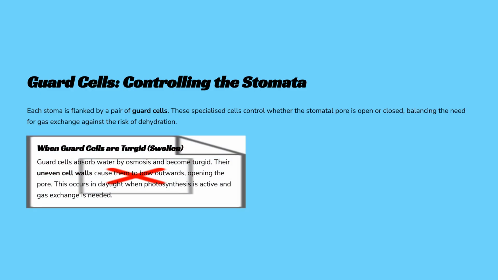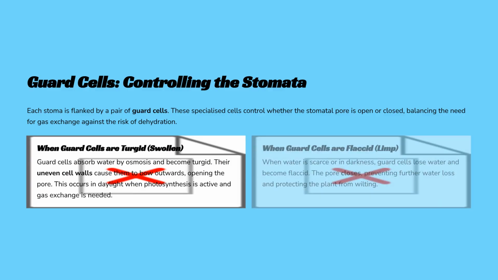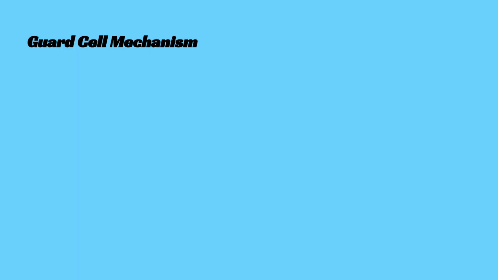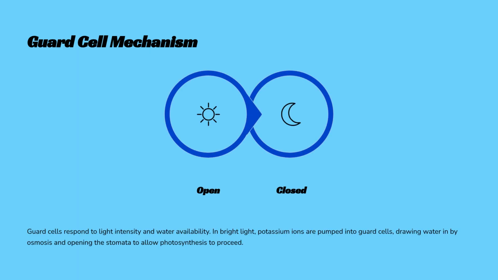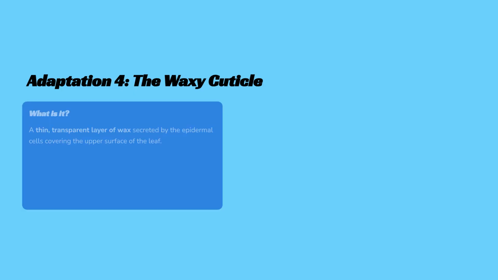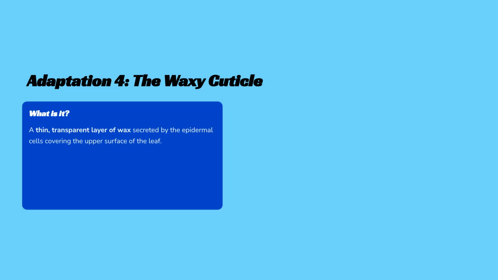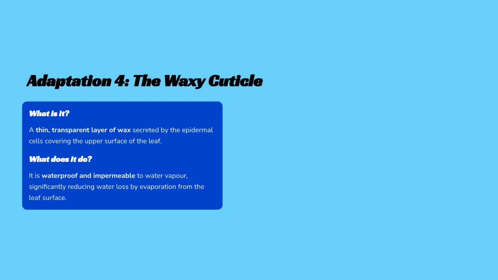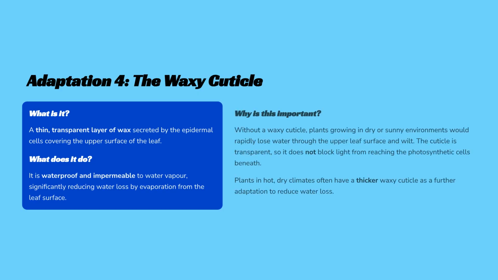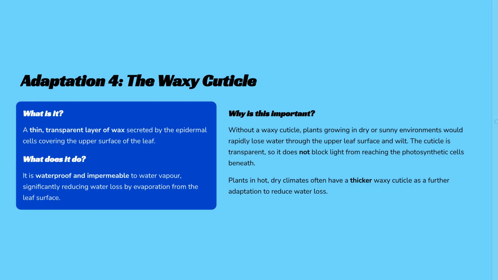When turgid, they bow outwards, opening the pore. When flaccid, the pore closes, preventing water loss. The opening and closing mechanism is governed by water availability and light. Guard cells absorb water by osmosis and bright light, causing them to swell and open the stomata. Adaptation 4 is the waxy cuticle, a thin, transparent layer on the upper surface. It is waterproof, preventing rapid water loss through evaporation while remaining transparent for light entry.